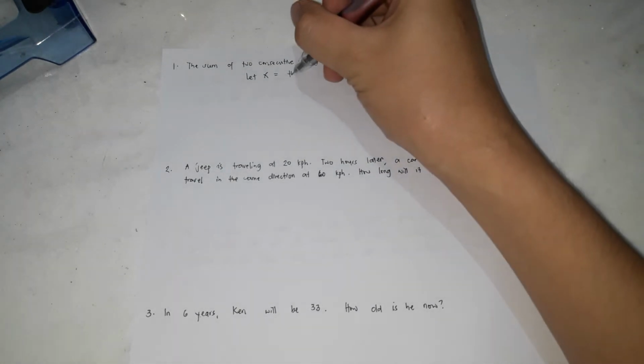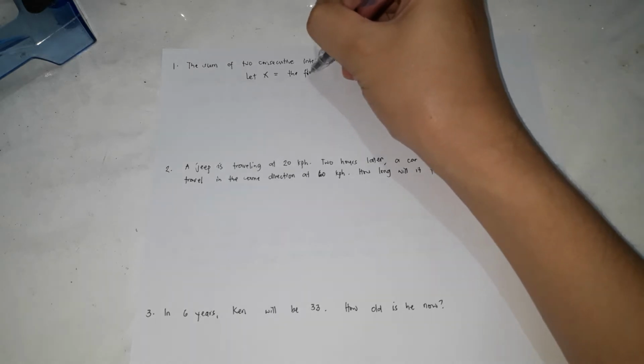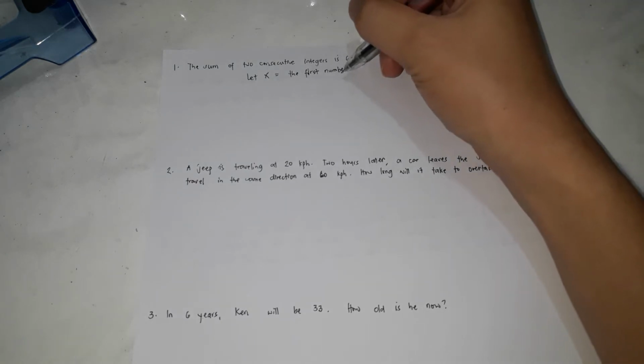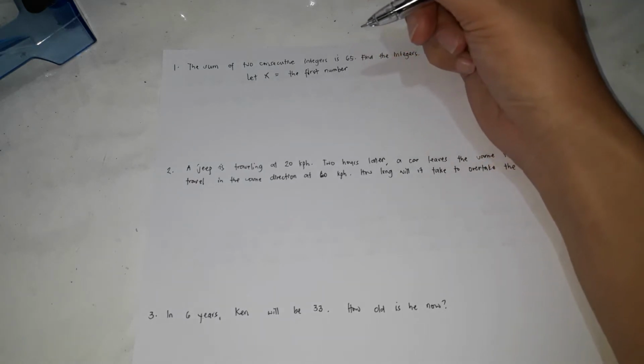So what is the unknown? In this one, the unknown is the first number and the second number. But let x be the first number, because if we know the first number, we could immediately know the second number. What is the second number?